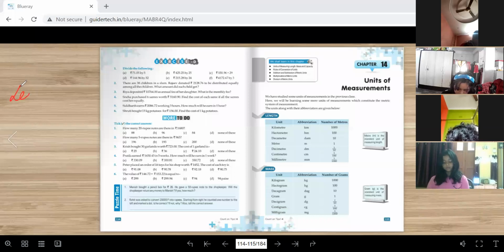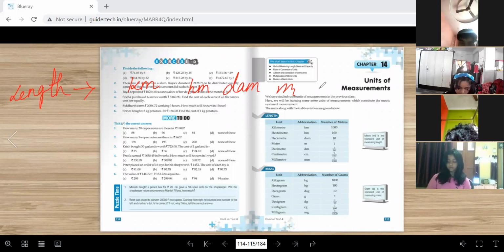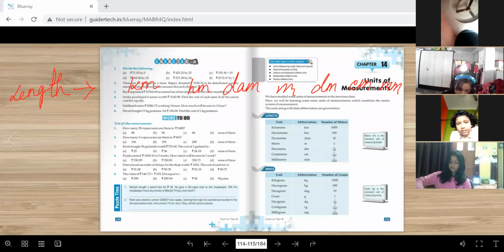So, the first one I explained, that is length. For length: kilometer, km, hectometer, decameter, meter, decimeter, centimeter, millimeter. Everybody note down this first.